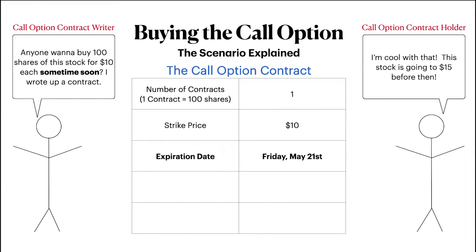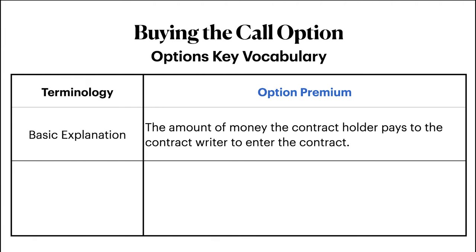Check out what the call option contract holder says. I'm cool with that. This stock is going to be 15 before then. So again, this goes back to the belief that that stock is going to rise in price considerably before that expiration date. So the options premium: entering into these contracts is not free. The writer's putting it out there in order to collect that premium, to get paid for putting out that offer for those 100 shares at or above that strike price that's out there.